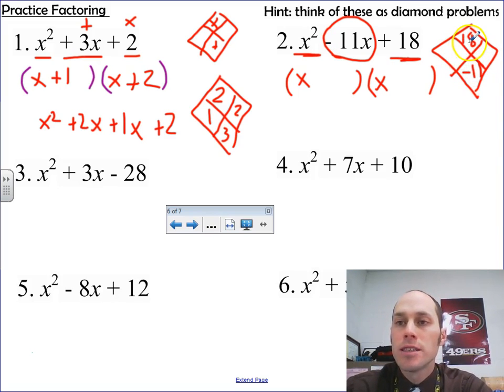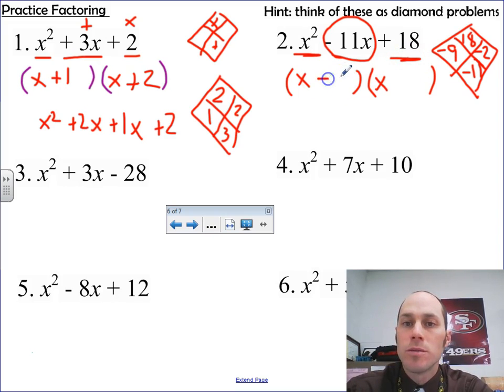So since the product is positive, I know that they either have to be both positive or both negative factors. Since they have a sum that is negative, I know they're both going to be negative. So I think of my factors, 1 and 18, 2 and 9, 3 and 6. The only ones that combine to give negative 11 are negative 9 and negative 2. So it's going to be x minus 9 and x minus 2 when I factor it down.